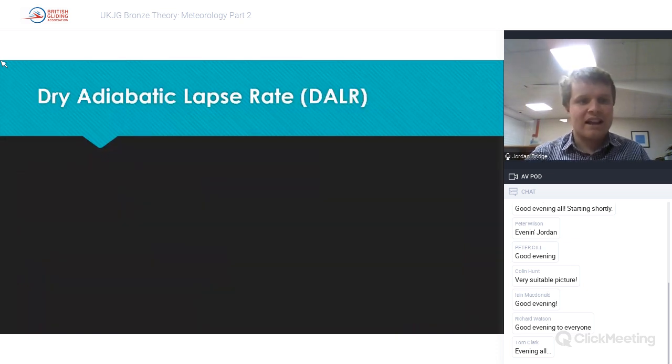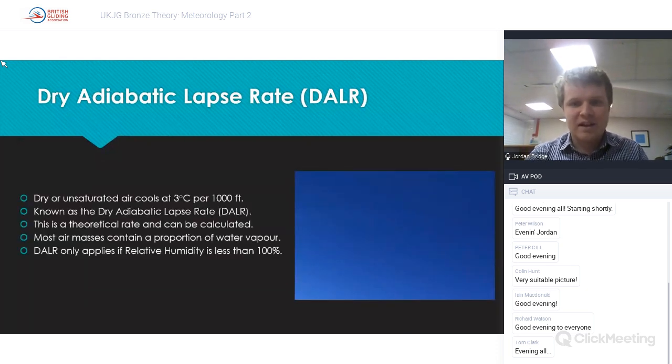First of all, the dry adiabatic lapse rate. Adiabatic lapse rates are affected by the atmosphere, either dry or saturated. They are also affected by and cause the stability of the atmosphere to change. Dry or unsaturated air cools at about 3 degrees per 1,000 feet. This is known as the dry adiabatic lapse rate. This is a theoretical rate that can be calculated, and most air masses obviously will contain a reasonable amount of water vapor, but this lapse rate applies when the relative humidity is less than 100%.